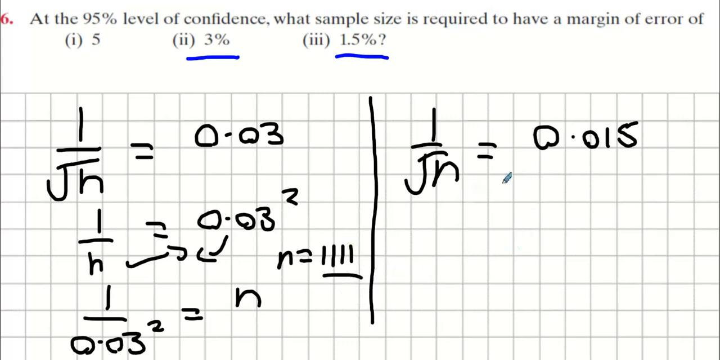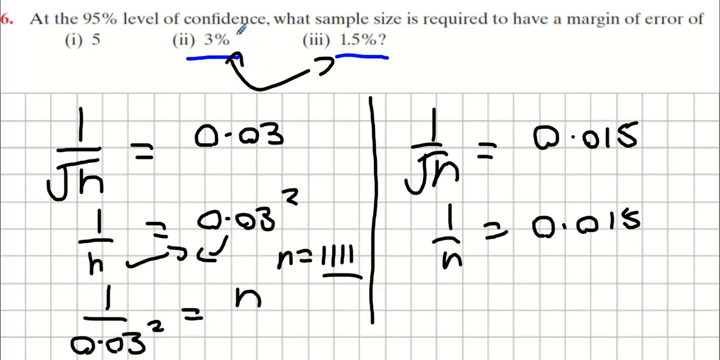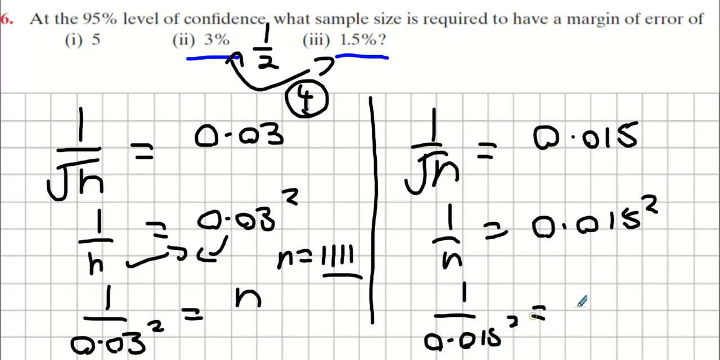Exact same technique on the next one. 1 over root n equals 0.015. Now, we're halving the error, aren't we? You see the way we're going from 3% to 1.5%? Halving the error requires 4 times the amount. So it should be 444 when we're done. 4444. Let's find out. And then you put 1 over 0.015 squared equals n, and n equals 4444.4. It's just that.